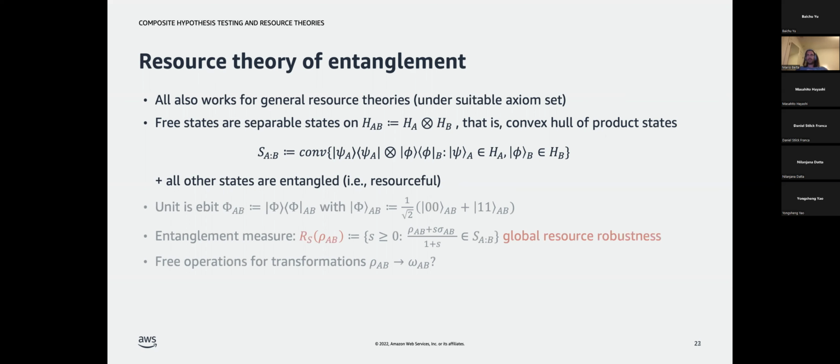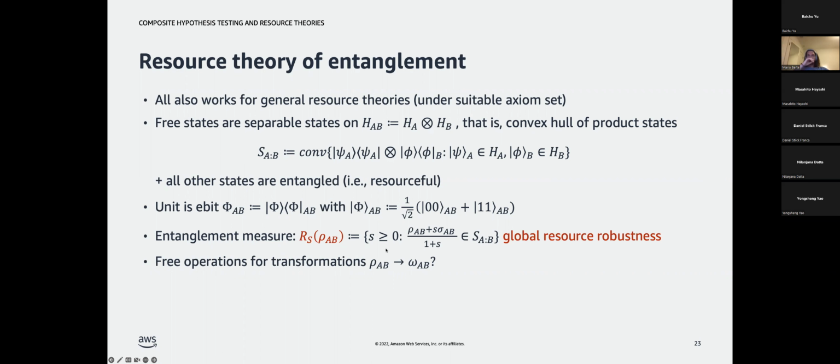And then there are all these central objects in resource theories. Actually, the resource theory of entanglement has this nice unit, the ebit, which is just a maximally entangled state between two qubits. So this is the unit, or the maximally resourceful states. And then we have to define further things. One is what type of entanglement measure do we want to use? That measures not only if the state is resourceful or not, but also how resourceful it is.